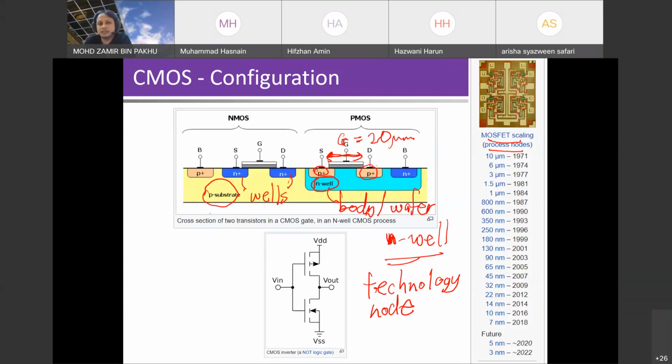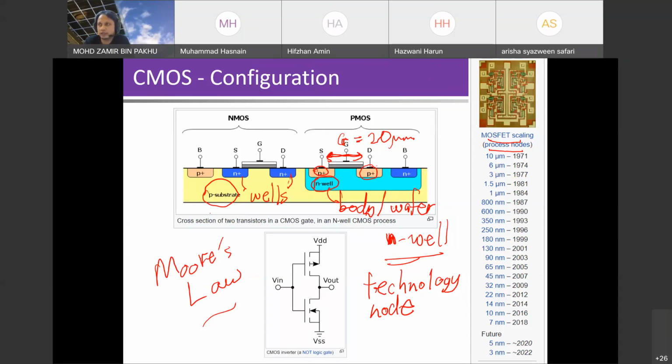That determines the physical dimension, and determines the performance of the device, okay? And this is governed by Moore's law. Anyone heard about Moore's law before? It's not a real law per se, it's not like Newton's law. It's more of an observation, really, but it is called a law, okay?